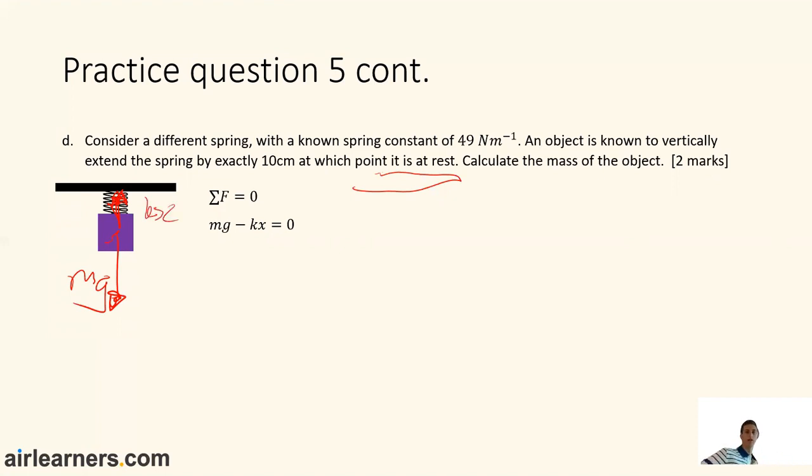So those are the 2 forces acting on the body, and we can say that when we add those 2 together, but because they're in different directions, it's going to be 1 minus the other, we get 0. So we can rearrange for mass. So it's going to be kx on g, and then we can simply substitute the values in that we already know. So it's going to be 49 multiplied by 0.1 divided by 9.8, which gives us 0.5 kilograms or 500 grams.